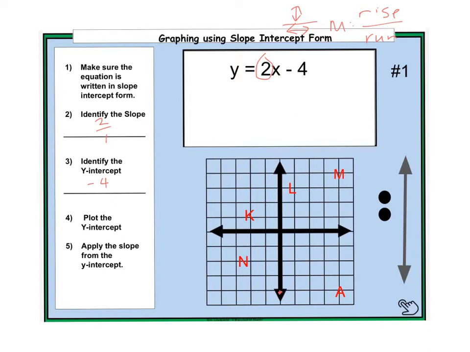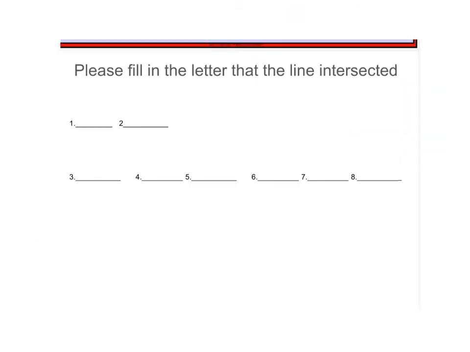Now I'm going to apply the slope. So our slope is 2 over 1, which means I'm going to go up 2 and over 1. Up 2 over 1, up 2 over 1, up 2 over 1. And if we draw our line, we hit letter M. So let's update our last. So number 1 is M.